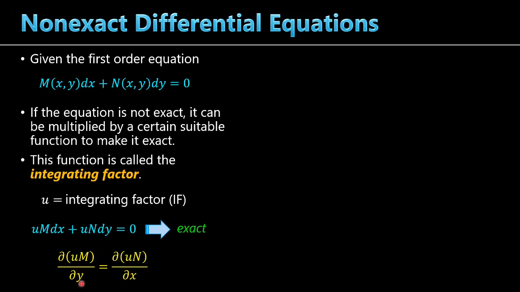Para mahanap natin yon, i-evaluate natin itong expression na ito. So here we have the derivative of a product, u times the partial derivative of M with respect to y, plus M times the partial derivative of u with respect to y. Okay, so let's write it down once again. Here, if I evaluate this derivative, I will get u times the partial of M with respect to y plus M times the partial derivative of u with respect to y. Doing the same on the right-hand side of the equation, let us evaluate the partial derivative here. Here we have a product, so we will get u times the partial of N with respect to x plus N times the partial of u with respect to x.